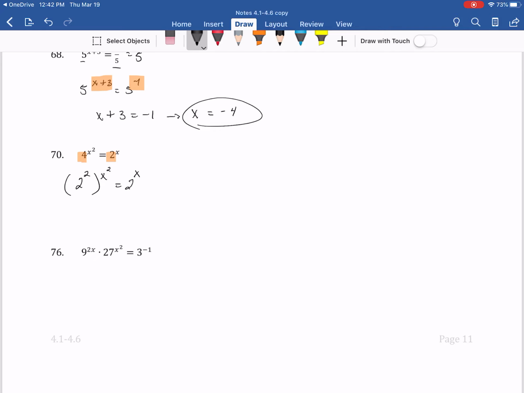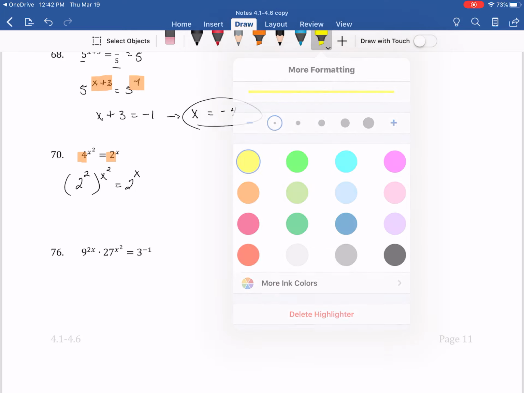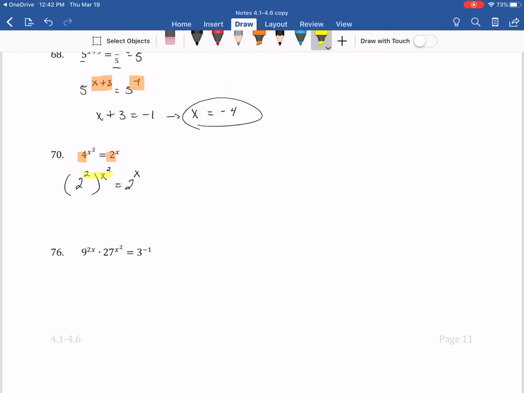Properties of exponents tell you that when you have a power to a power, like we have here, we can multiply those two powers together, and we are going to get 2 to the 2x squared equals 2 to the x. Now that you have the same bases on both sides, you can drop off those bases. Like I said, it looks like magic, but it's really not. And come up with an equation that just has the exponents equal to each other.